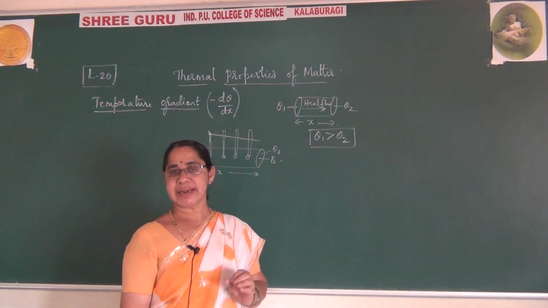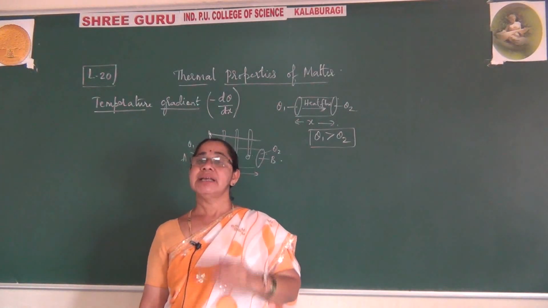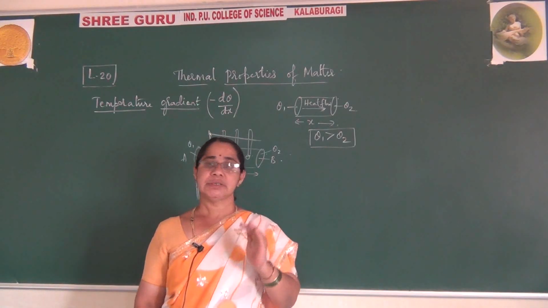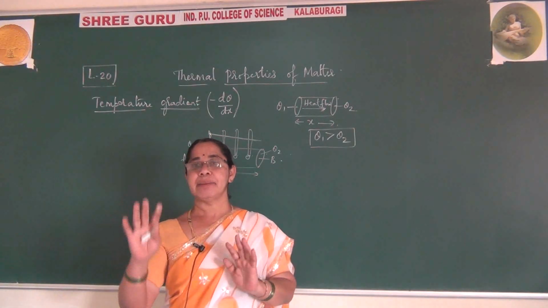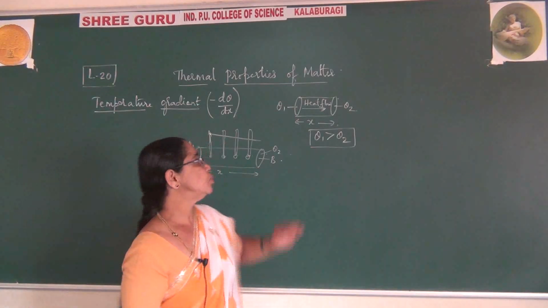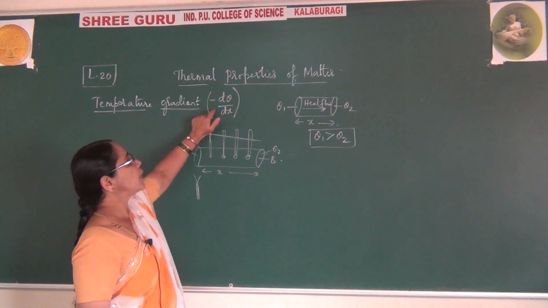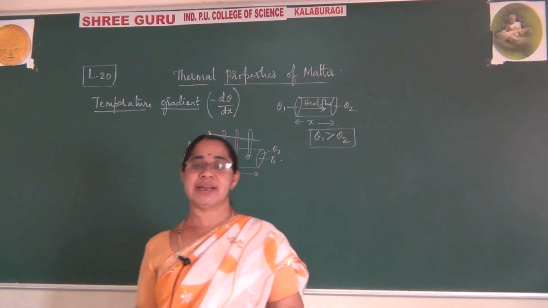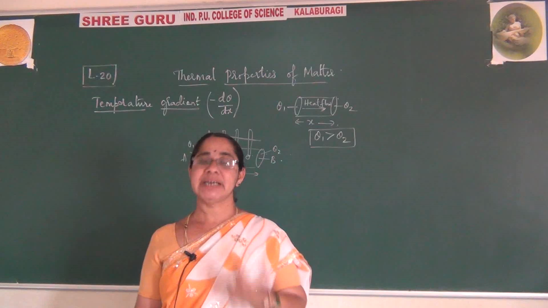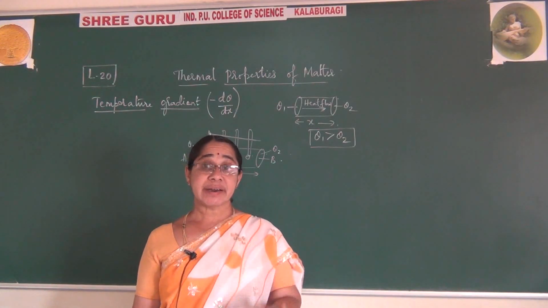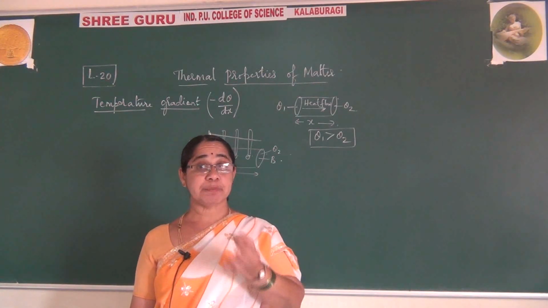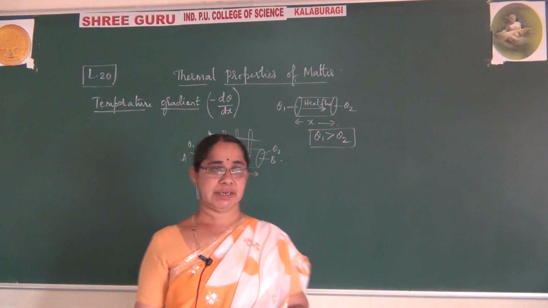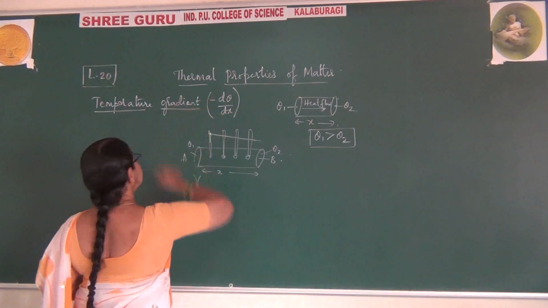What does the negative sign indicate? Negative sign indicates there is a decrease in temperature as the distance increases. So as the distance goes on increasing, temperature goes on decreasing. This is what you can explain by just looking at this formula. So the decrease in temperature with respect to distance is called temperature gradient. Okay, so this is what you can observe here.